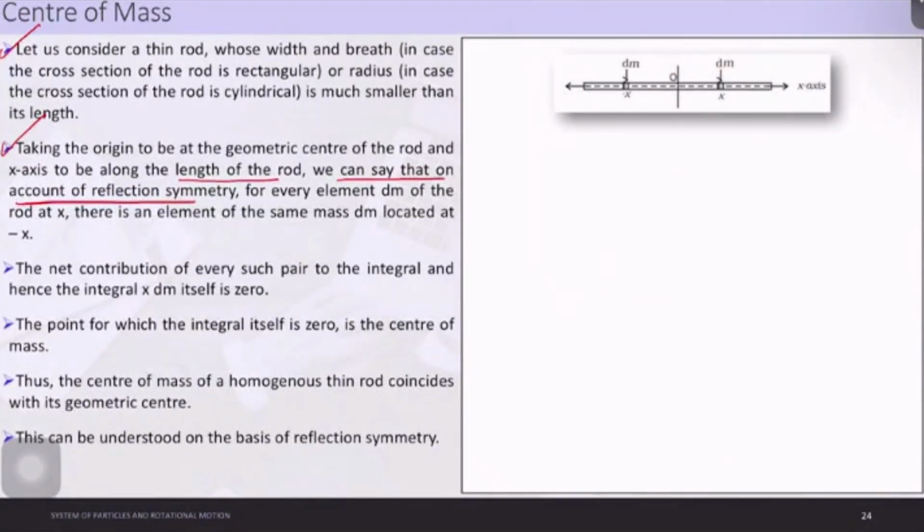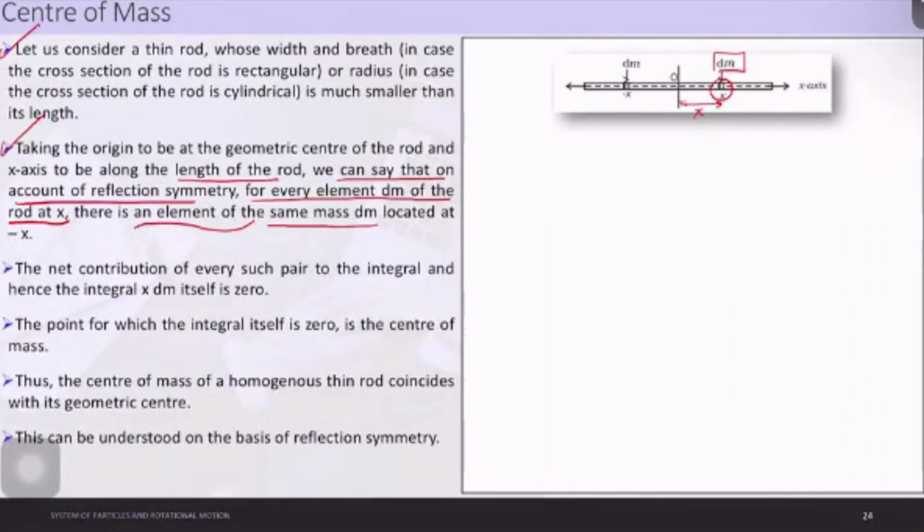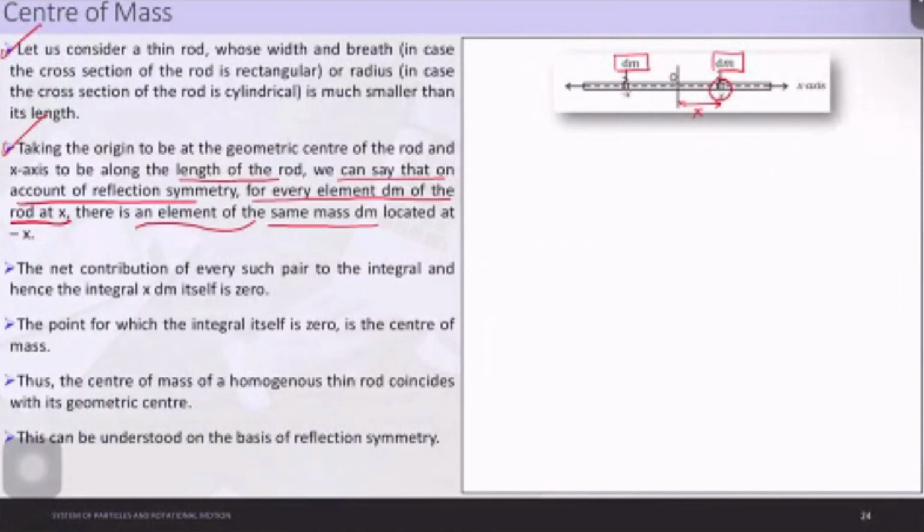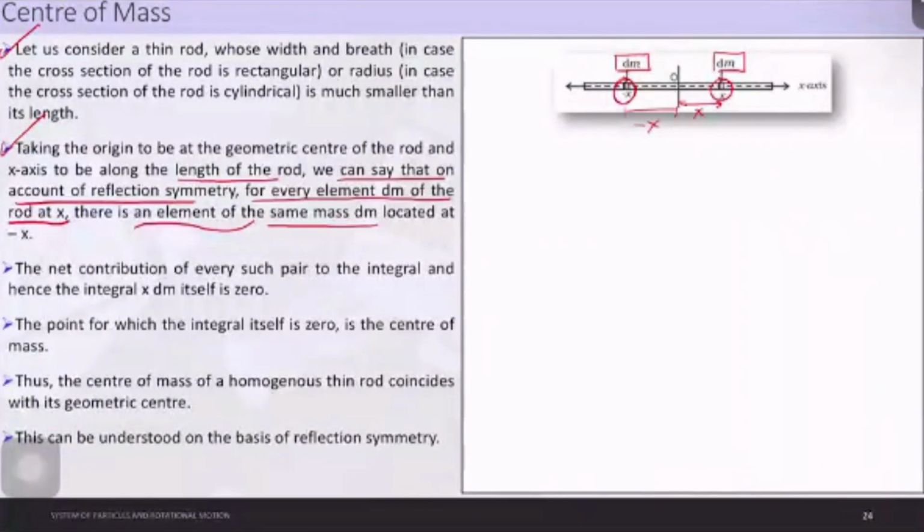So on account of reflection symmetry, for every element dm of the rod at x, there is an element of the same mass dm located at minus x. Okay, so I hope this line is clear to you. So the net contribution of each such pair to the integral, and hence the integral x dm itself, is 0.